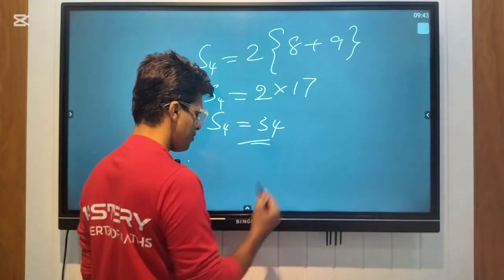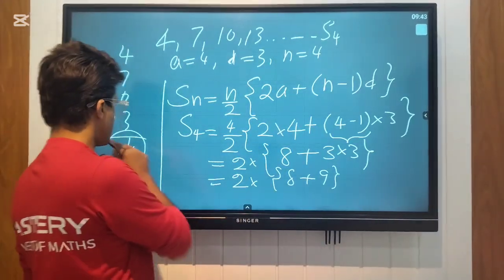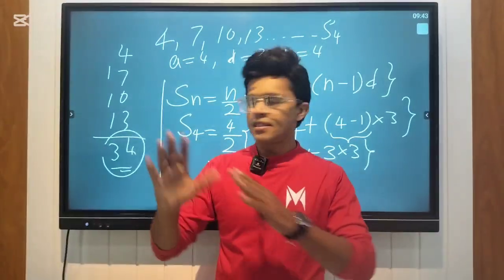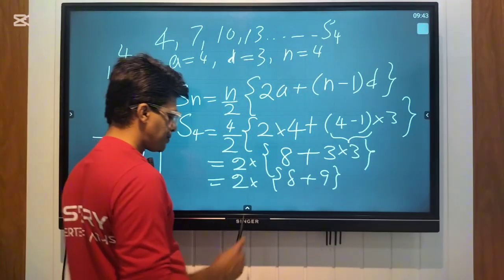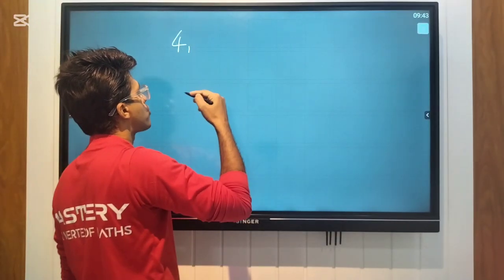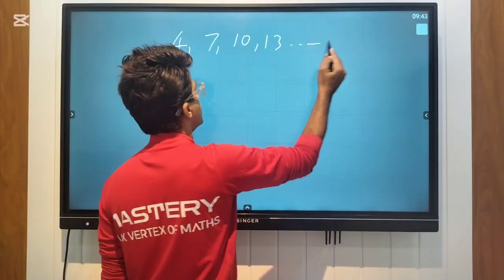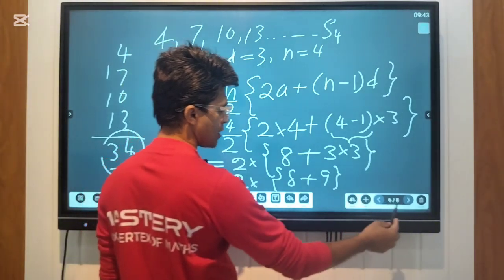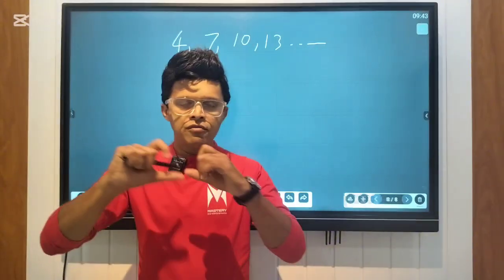We knew the value of S4 that is 34. We had taken the value of the sum of the first 4 terms as 34, and we obtained this value using this formula. The progression in the question was 4, 7, 10, 13 and so on. This is the given arithmetic progression. Now I'm going to give you another question.